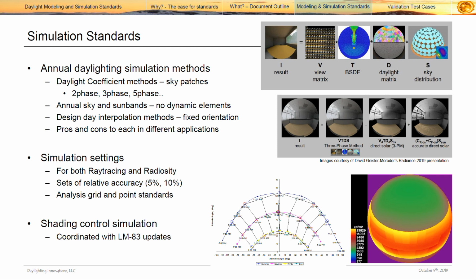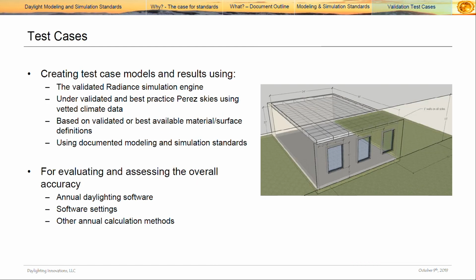We'll get into some of the simulation settings. When you're using ray tracing or radiosity, what settings should you use to get what level of accuracy? I think right now it's kind of a shot in the dark. What is good right now is that we often do daylighting analysis in a relative way. We often have a baseline, and then we look at improved designs based on that. So that helps, but it'd be good to have more relative accuracy. And then shading control simulation will be part of this as well. This is not as headed up by my group, but there's a lot of work in the LM-83 updates going on with shading controls.